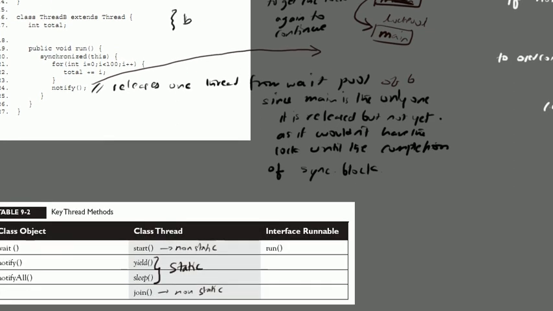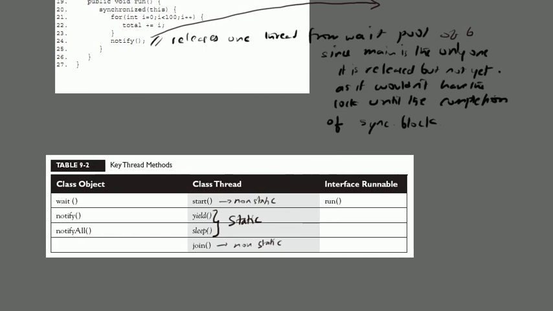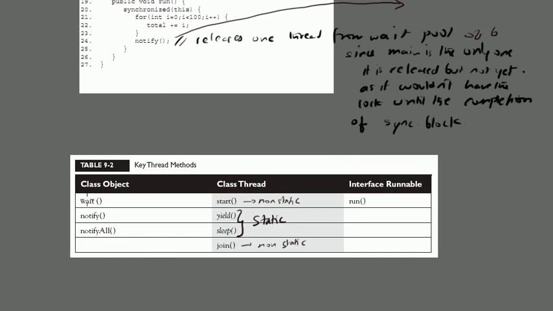Let's take a quick look at what class implements what methods. As we all know by now, wait, notify, notify all are defined in Object. Class Thread contains implementations for start and join, which are non-static or instance members, and yield and sleep, which are static members, and interface Runnable has the run method declared.